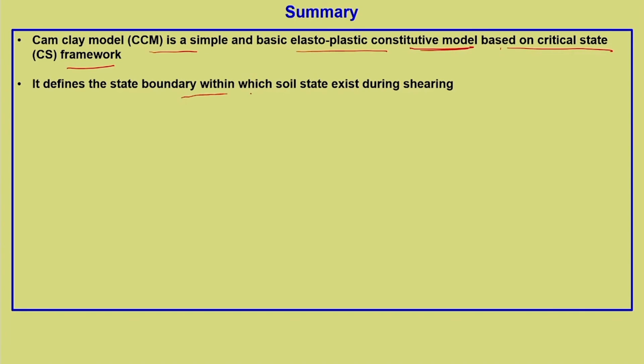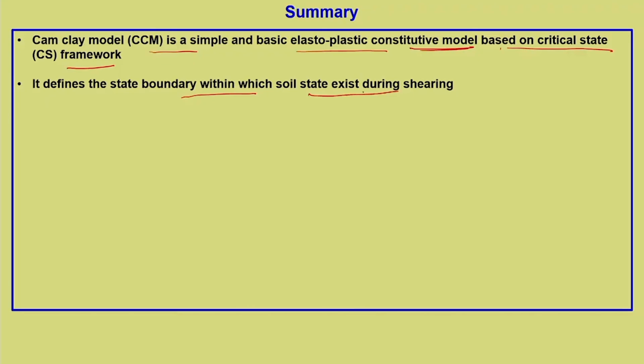It defines the state boundary. Here our entire effort is in understanding the state boundary surface, and that is fully justified in this type of discussion. Whatever we have learned just now, we will understand in terms of the 3-dimensional state boundary surface. That part is completely dealt with in this particular course, in which the soil exists during shearing. CCM is one of the mathematical representations of the state boundary surface.